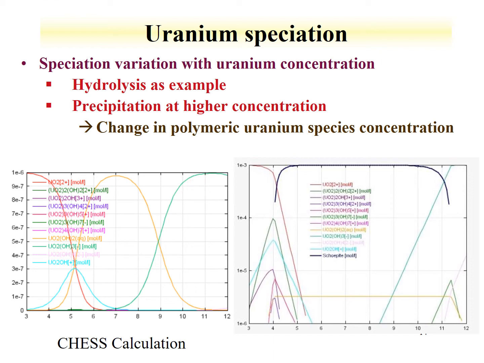If we go to higher concentrations, we see a notable difference where between pH 4.5 and up to around pH 11, we get schoepite, which is the hydroxide precipitate of uranium, dominating at higher uranium concentrations. These speciation calculations were performed with CHESS, which was explained in the speciation section of the radiochemistry course.